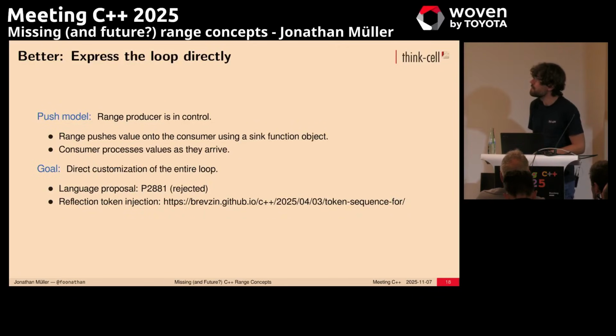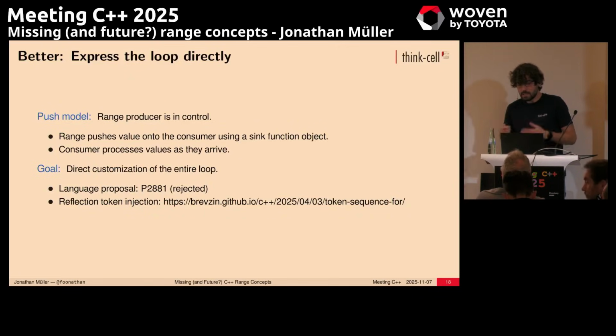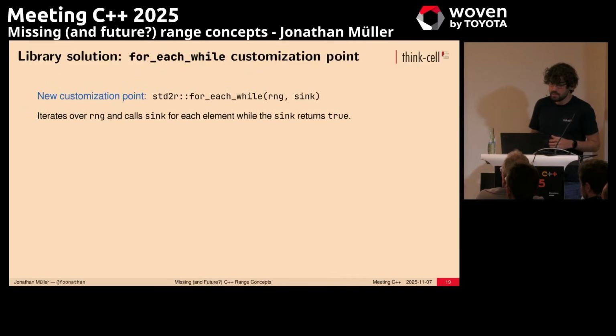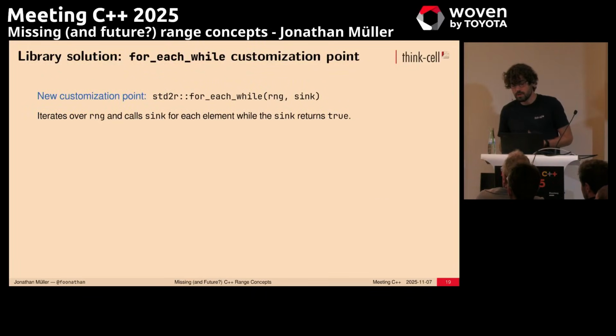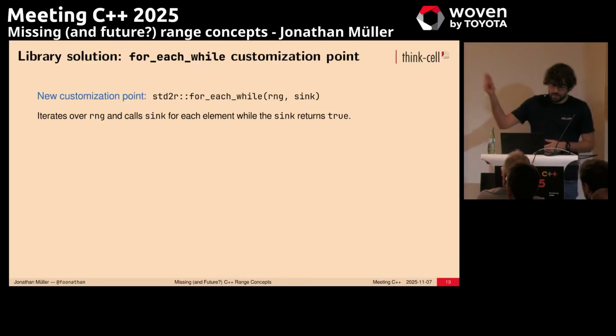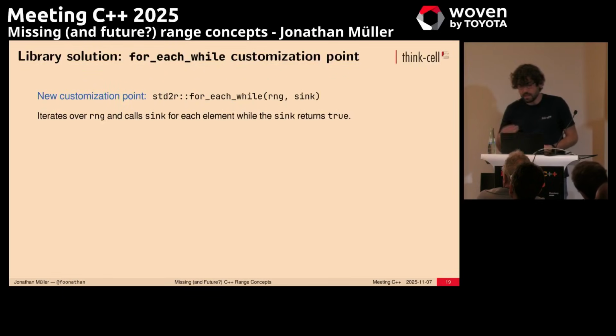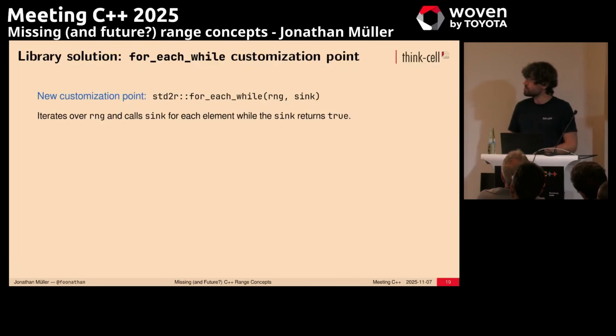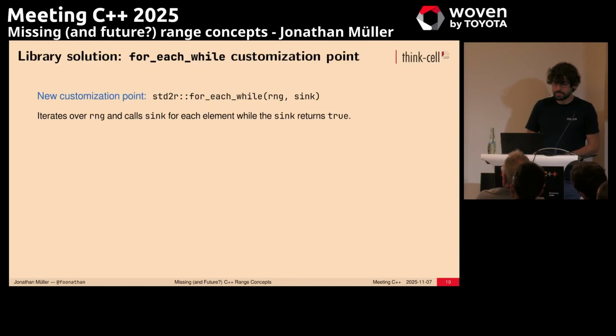But it's C++. So at think-cell we can't change the language and we can't use reflection yet. So instead we have a library solution for that. We call it differently, but for the purpose of this talk, let's call it for_each_while. So for_each_while iterates over a range and calls the sink for each element as long as the sink returns true. And this allows us to model loops with break in them.